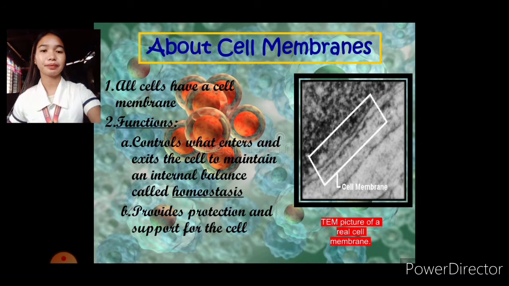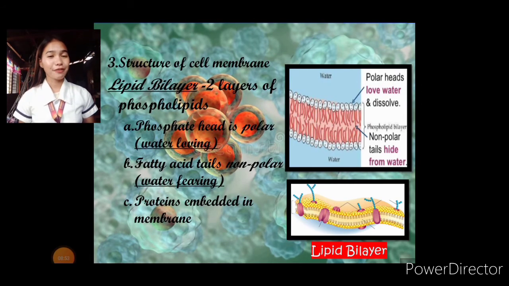Okay, so let's proceed to the structure of the cell membrane. So we have here a lipid bilayer. It is two layers of phospholipids. So what is a lipid bilayer, class? A lipid bilayer is a thin layer of membrane made of two lipid molecules. So that's why it is called bilayer. That means two. So these membranes are flat sheets that form a continuous barrier around all the cells.